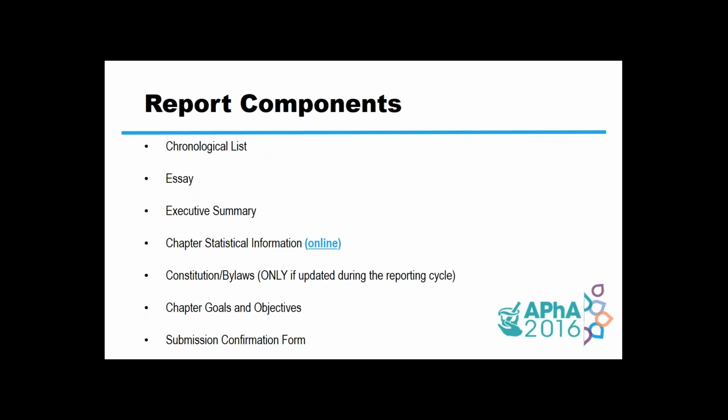The Constitution and bylaws. Now this only needs to be included if you updated your chapter constitution and bylaws during the reporting cycle. So that includes if you changed any leadership structure or added new positions, then please submit your updated constitution and bylaws. We also have the chapter goals and objectives, as well as the submission confirmation form. So these are the components that you'll want to use as a checklist to make sure that you have everything completed.